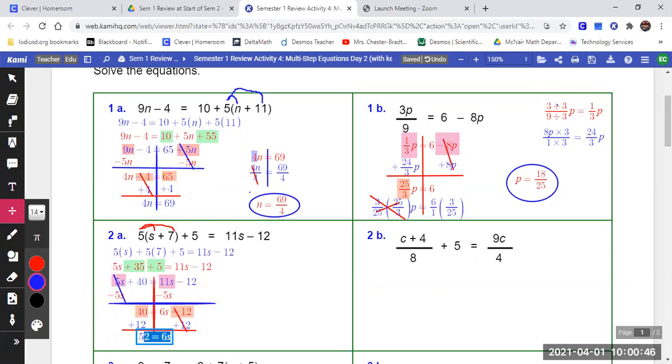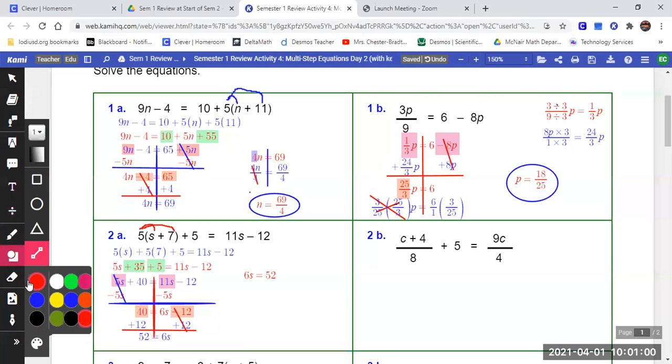And I'm going to copy this over. But when I copy it over, I'm going to flip it, okay? Because we always want the letters on the left-hand side. So 6s equals 52. Okay, letters are always left when we're done. Okay, have I handled all the addition and subtraction now?